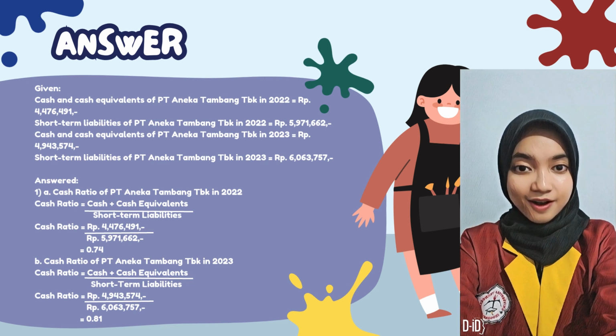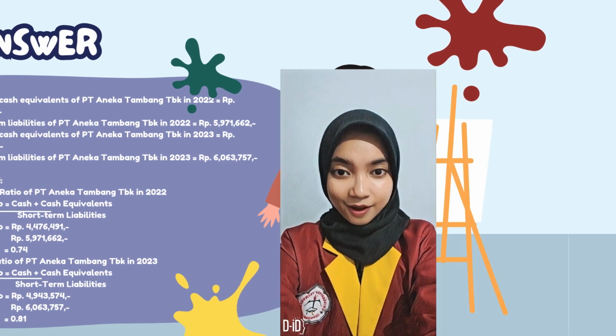B. Cash ratio of PT Anika Tambang Tbk in 2023. Cash ratio equals cash plus cash equivalents divided by short-term liabilities. Cash ratio equals Rp. 4,943,574 divided by Rp. 6,063,757, and produces 0.81.